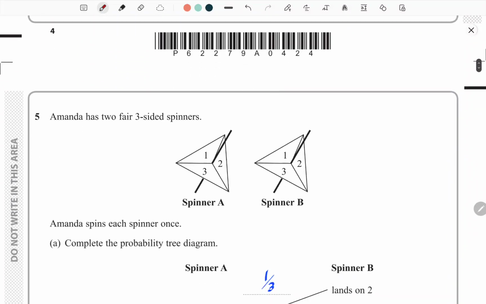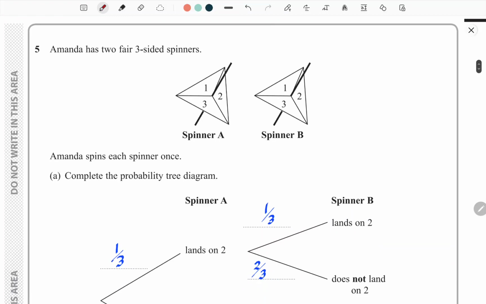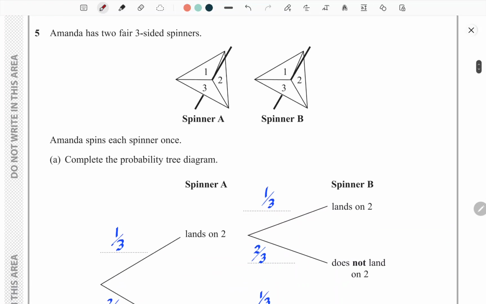Okay, hopefully that's clear. Right, Amanda has 2 fair-sided spinners, and she spins each spinner once, so one after another. All right, so the probability tree works out like this. The spinners have 1, 2, and 3 on them, so they're identical and they're fair, all right?